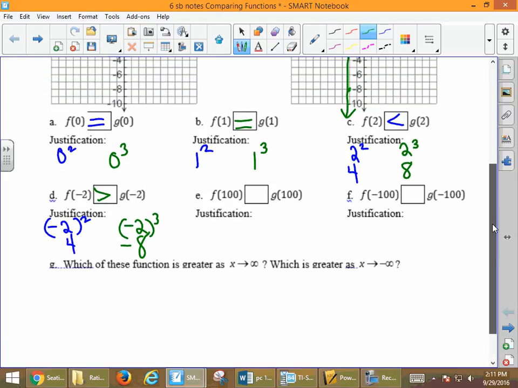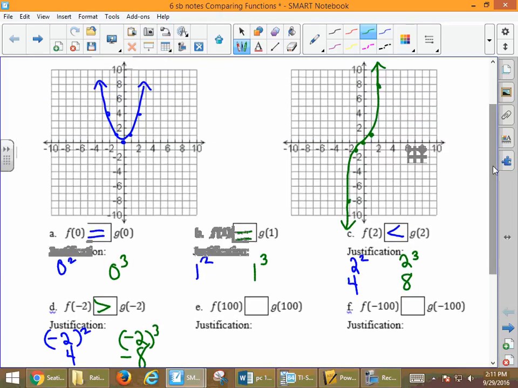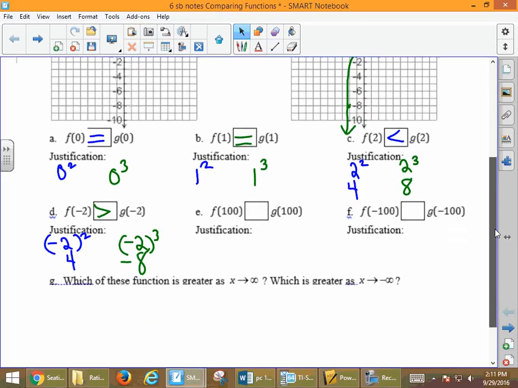If you go back and look at this just for a second, back at the pictures, because I don't want to not refer to them. At -2, there's the 4. At -2, here's the -8. So maybe you can look at the graph as well.